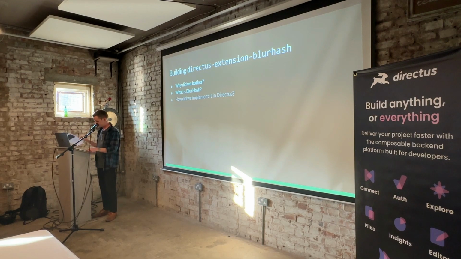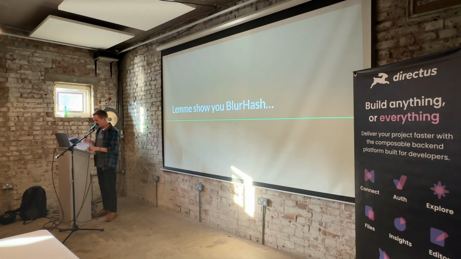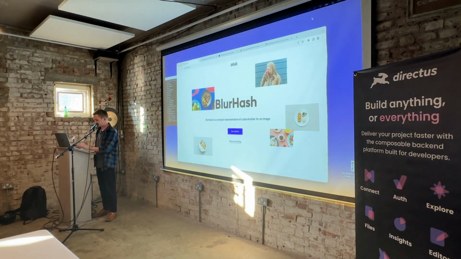So Blur Hash is a solution to this. It was made by a company called Wolt, which is like a European Deliveroo competitor, which I hadn't heard of, I guess because we have Deliveroo. And they built a thing to solve this problem. I'll just show you it quickly.